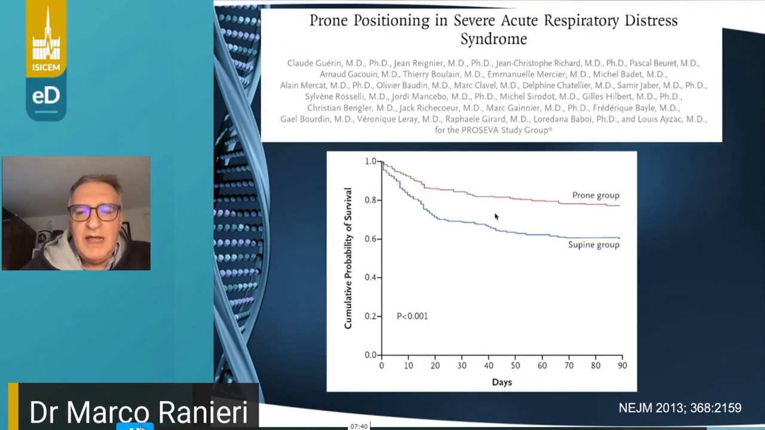And this led to the fact that in 2013, we were able to see published in the New England Journal of Medicine, finally, a paper that included patients with severe ARDS, defined as a PF ratio lower than 150, that put it prone had a substantial and significant improvement in survival as compared to patients in the supine group.